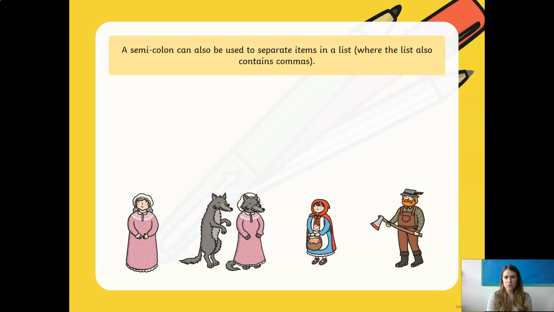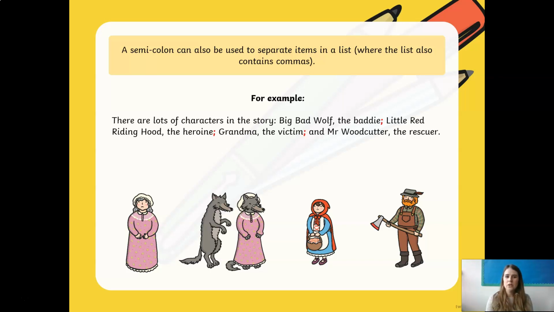Now a semicolon can also be used to separate items in a list. Okay, but this is where lists contain commas. So there are lots of characters in the story, colon. We're going to explain colons in a minute, but obviously we're now about to write a list. So we have the big bad wolf, comma, the baddie. So that's linking to the big bad wolf. But because we've had to add that additional comma in there with this extra information, we can't put a comma here. We've got to separate that as being one chunk.